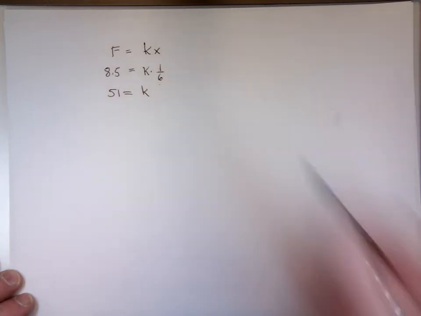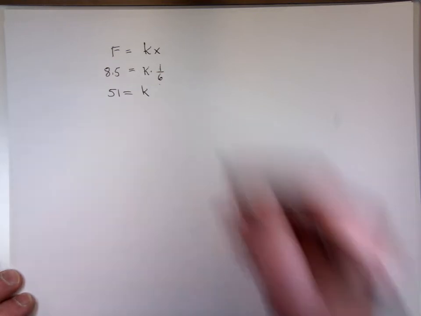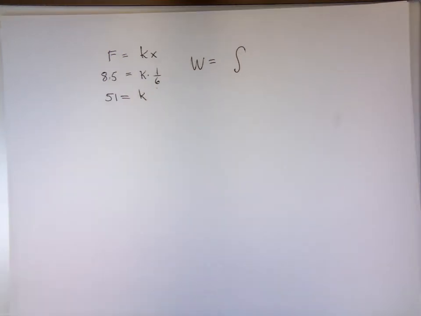K is 51. Multiply both sides by 6. Okay? Now, find the work required to compress the spring an additional 1/2 inch. So, where are we going now? Here's what we've done. We compressed it 2 inches. We're at negative 2 right now. Where are we going to go?